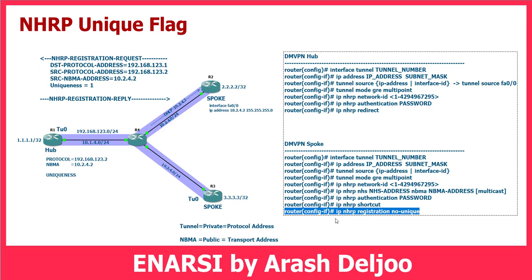Now it's your turn. You need to review the concepts of this video. After that, you should configure the scenario again, and finally you can work with the NHRP registration uniqueness flag. After that, please come with me to the next video. We will learn more about DMVPN.